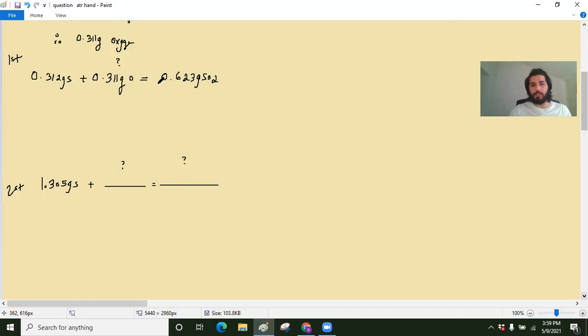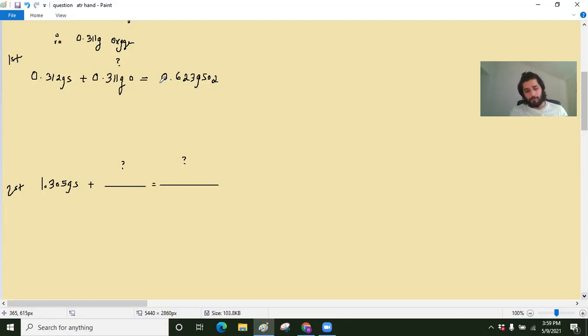We don't have oxygen. So at the heart of the first approach is to figure out how much oxygen there was, and the addition of the sulfur and the oxygen in the second situation will ultimately equate to the total mass of sulfur dioxide. So let's figure out how much oxygen there was.